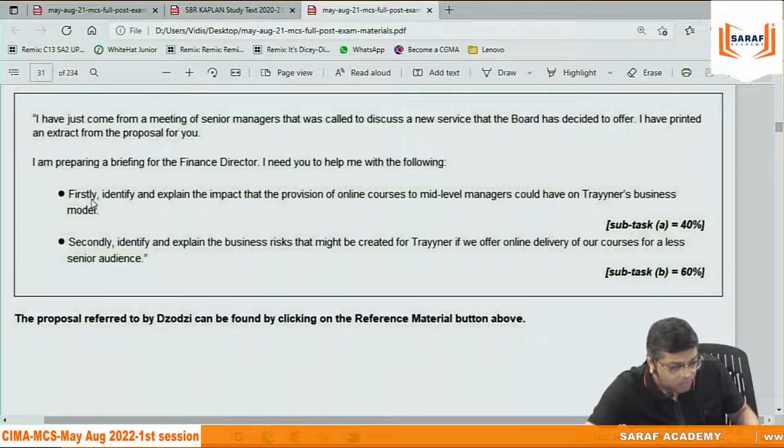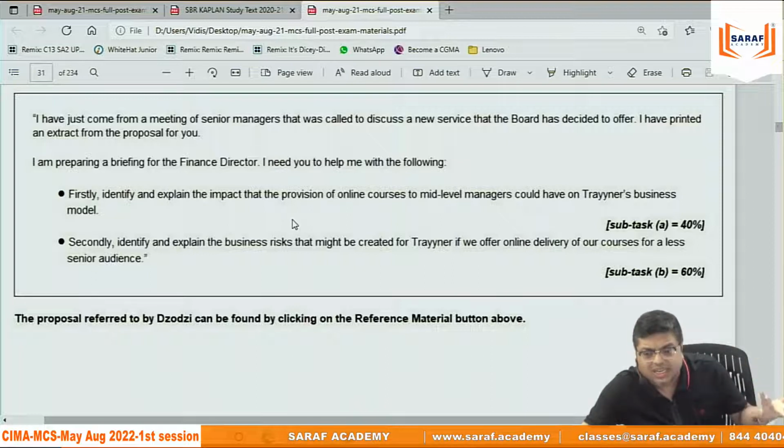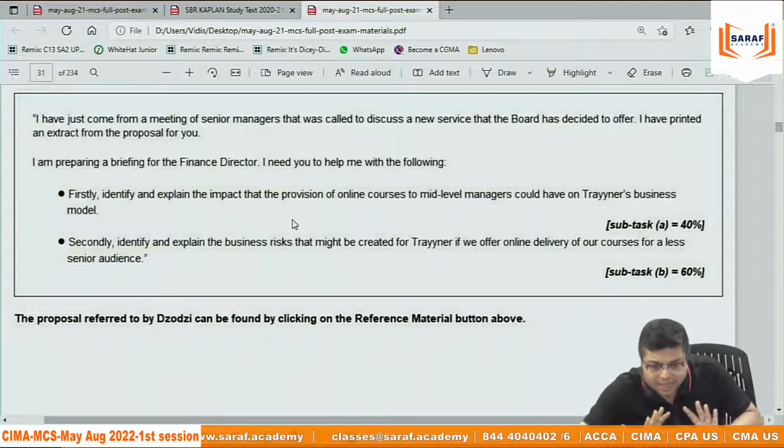Because firstly, identify and explain impact. The impact is not only positive, it is positive and negative, both types. Now, this is related with which portion? F2, P2, E2. I will say nothing.